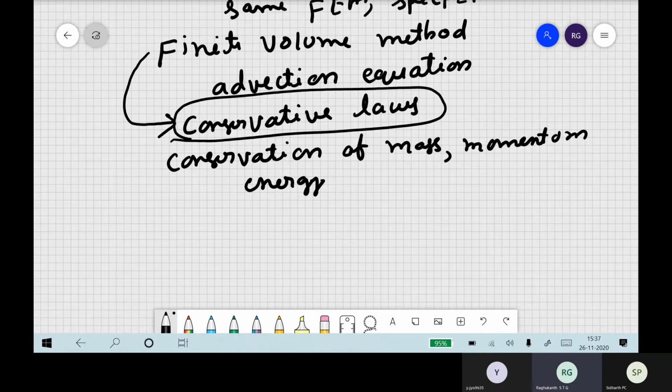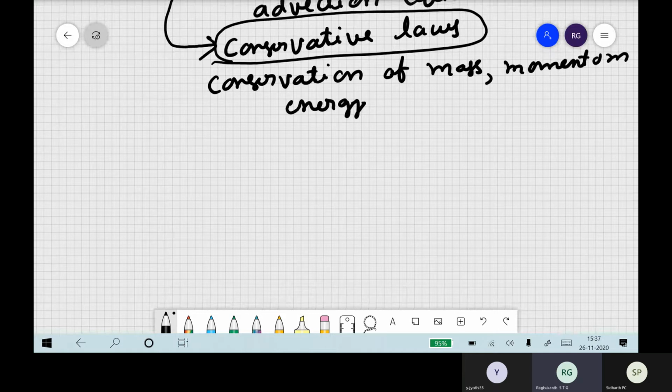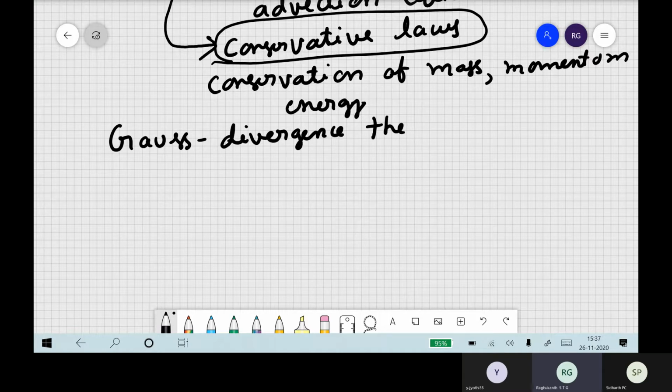Or you can also say, you would have studied in your solid mechanics course this Gauss divergence theorem. So does any of you remember what this Gauss divergence theorem does? You would have studied it in solid mechanics. What is the speciality of this theorem? What does this theorem do? Where have you used it in solid mechanics?